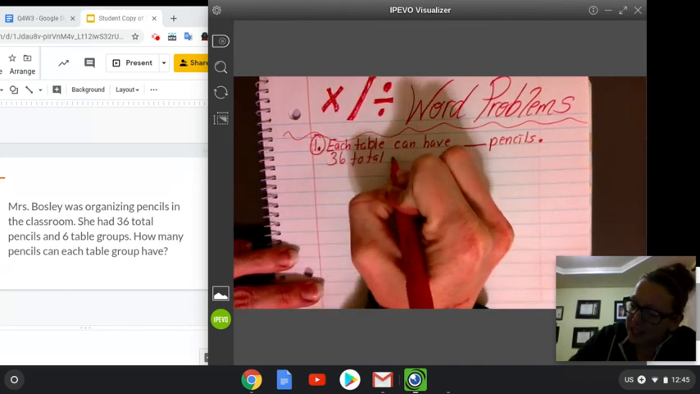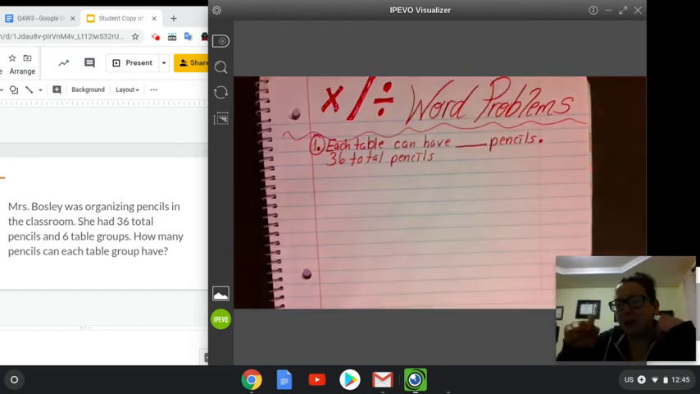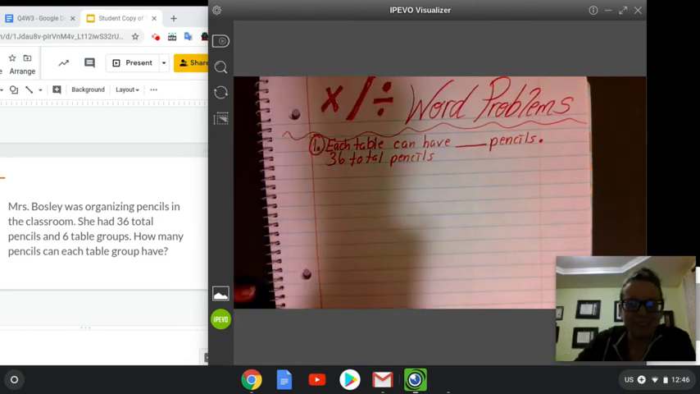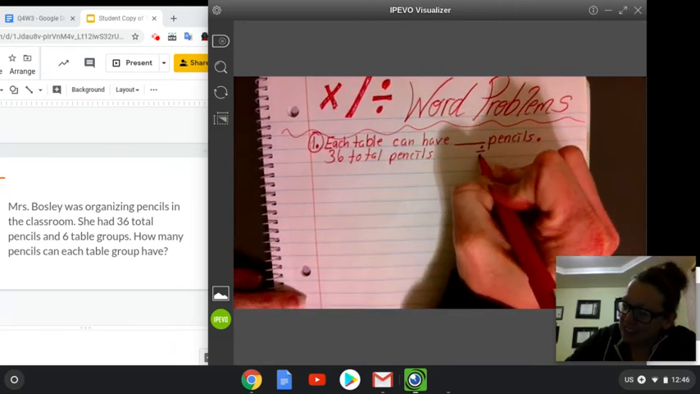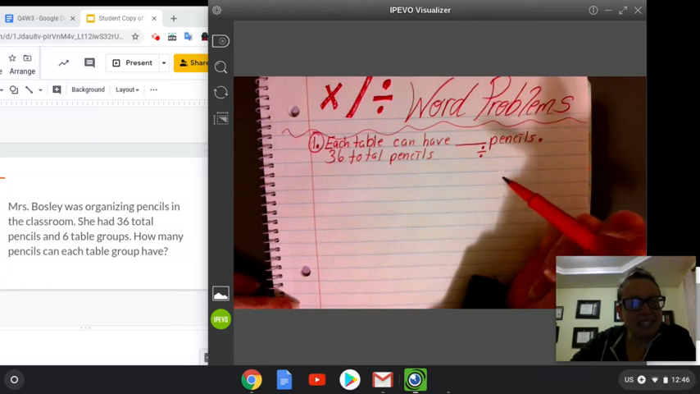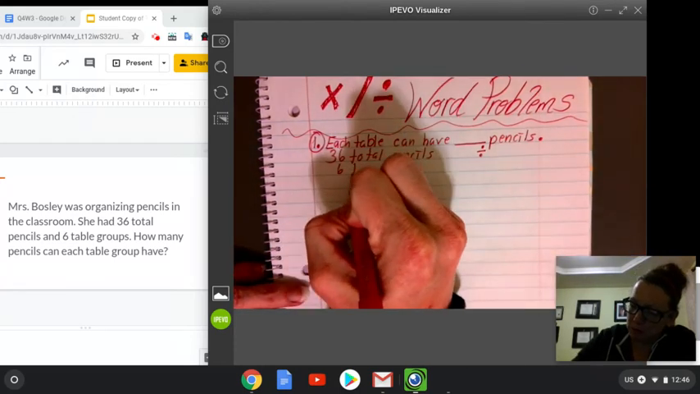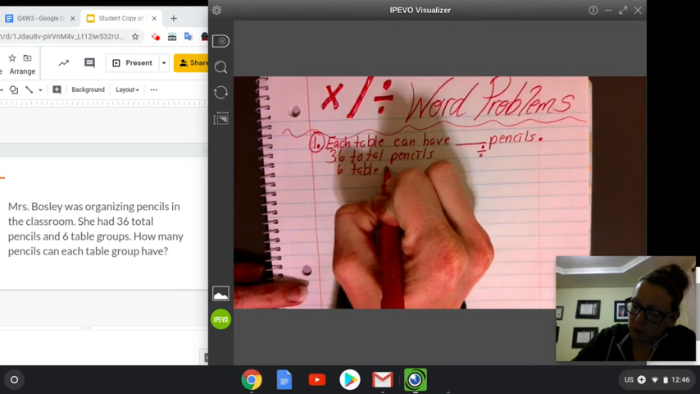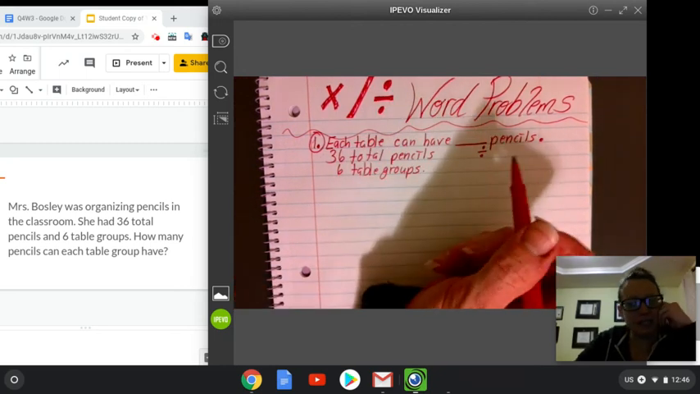Well, if I have 36 total pencils, then I know that I'm probably going to have what kind of word problem? What kind of word problem gives us the total and asks us to split it up? Great job. It's a division. So I'm thinking this is a division, and it says there are 6 table groups. How many pencils will each table get?